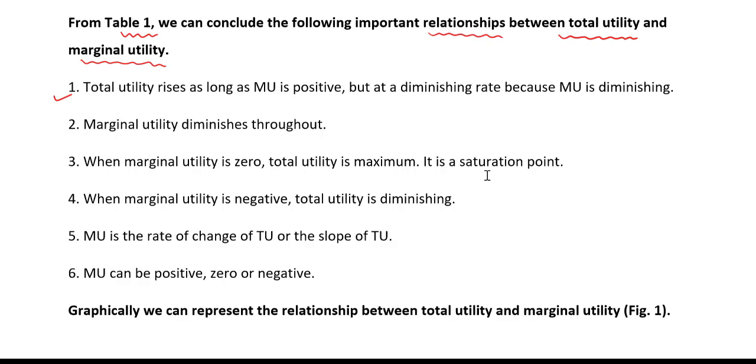The total utility rises as long as MU is positive, but it increases at a diminishing rate because MU is diminishing. Marginal utility diminishes throughout. At a certain point of time, it will become zero and it could also become negative. When the marginal utility is zero, the total utility is maximum. This is the saturation point.